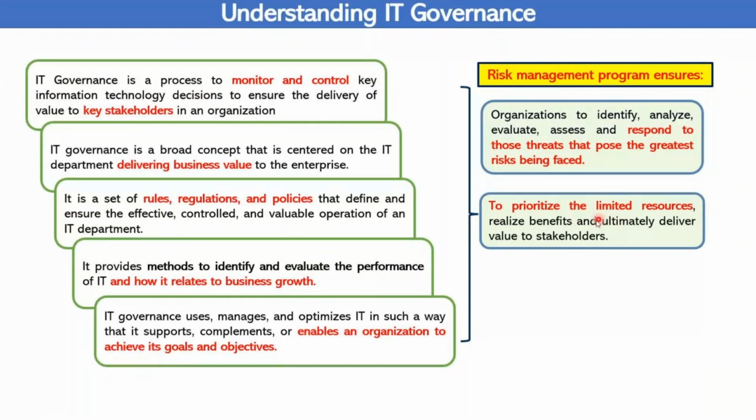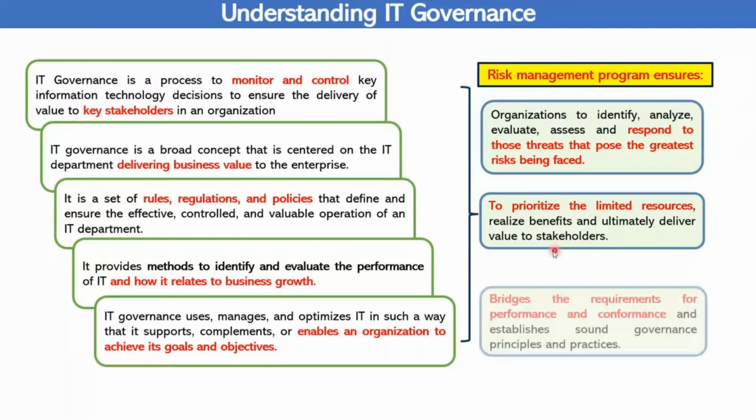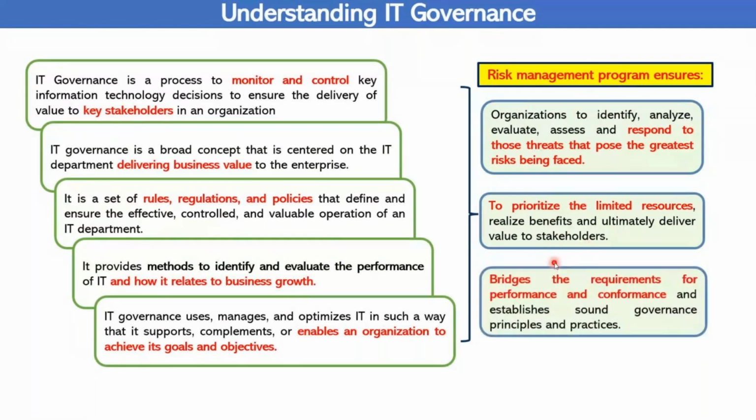So a risk management program ensures we prioritize the limited resources, realize benefits, and ultimately deliver value to stakeholders. Risk management bridges the requirements for performance and conformance. Conformance means to conform and adhere, and it establishes sound governance principles and practices. Now let's see in the next slide what the primary goals of IT governance are.